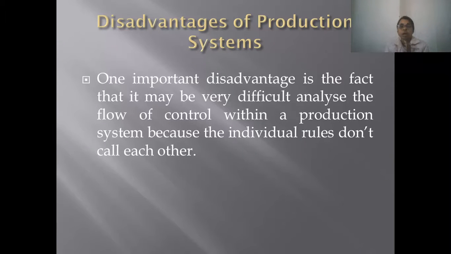Now come to the disadvantages of production system. The one important disadvantage is the fact that it may be very difficult to analyze the flow of control within a production system because the individual rules don't call each other. Okay, so this is the important disadvantage of production system.